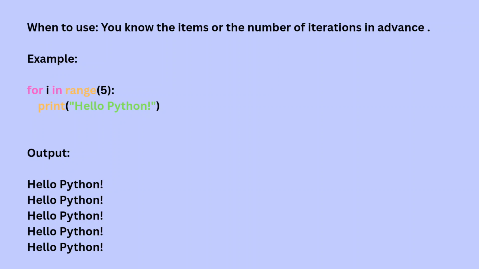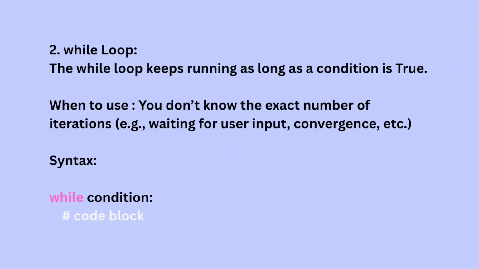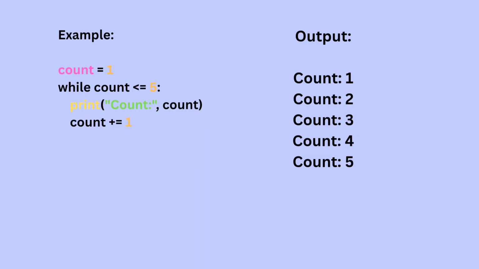Let's see about the while loop. The while loop keeps running as long as a condition is true. It is used when you don't know the exact number of iterations. Let's see the basic syntax of the while loop. Here is the example. Here Python checks the condition count <= 5. Once it becomes false, the loop stops automatically.